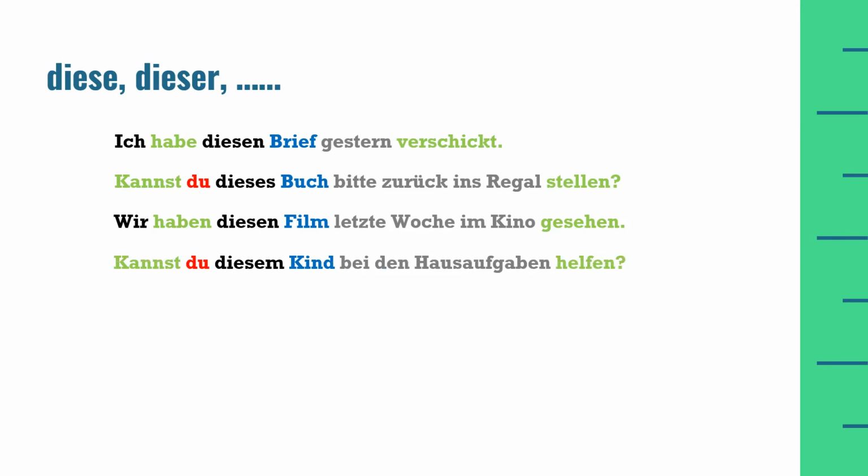Kannst du diesem Kind bei den Hausaufgaben helfen? Can you help this child with the homework? Now you have to tell me why we have used diesem in this sentence for Kind. Kind is a neuter noun, but why have we used diesem? Diesem is the ending for dative. Can you identify why we have used diesem in this sentence?